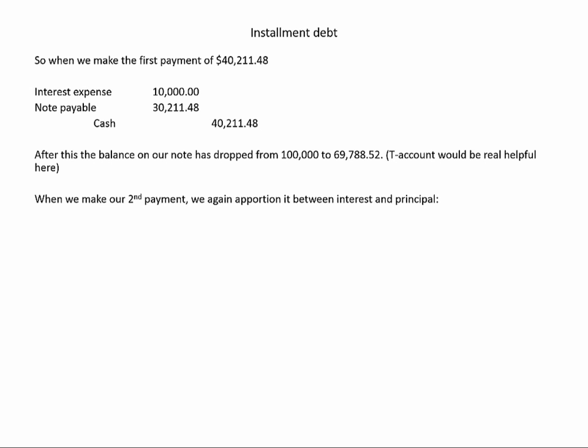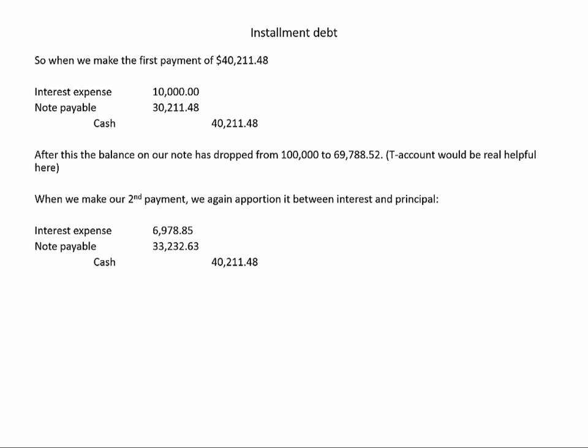When we make our second payment, we're going to do the same thing. First, we write our check for $40,211, and then we say to ourselves, some portion of that is interest expense. Interest expense will be 10% of our note balance, and again, our note balance is now down to $69,788.52, so our interest expense is $6,978.85, 10% of the note balance.